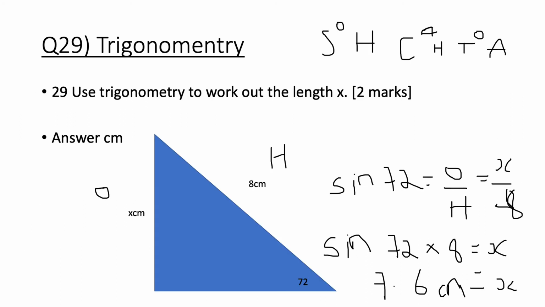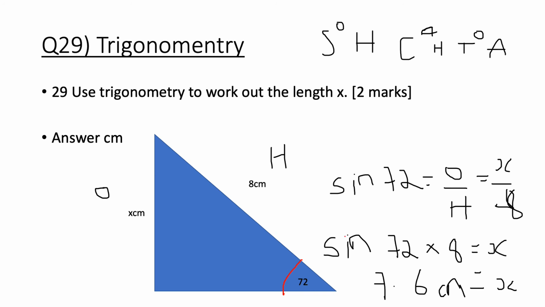Right, guys, question number 29. Use trigonometry to work out the length x. So I've worked it out here. We've got an angle of 72, length x, and a hypotenuse, which is 8. Using SOHCAHTOA, we've got opposite and hypotenuse and an angle. So sine 72 is equal to opposite over hypotenuse, which is x over 8.